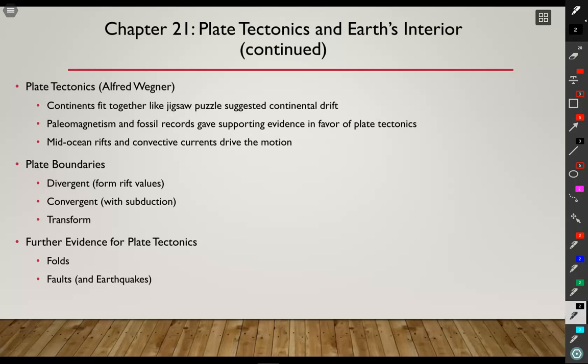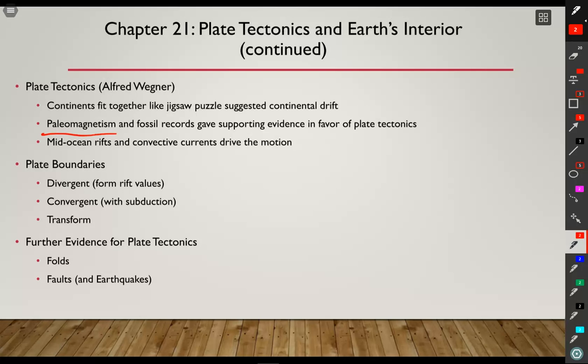And of course, people initially said no, but looking at evidence, looking at paleomagnetism, that means looking at the frozen magnetic fields in rock. If you have an igneous rock, when it freezes, any iron-type materials are going to be aligned with the magnetic field of the Earth when it froze.